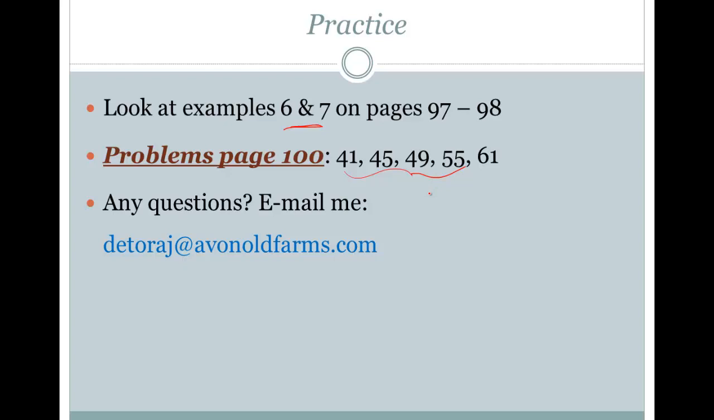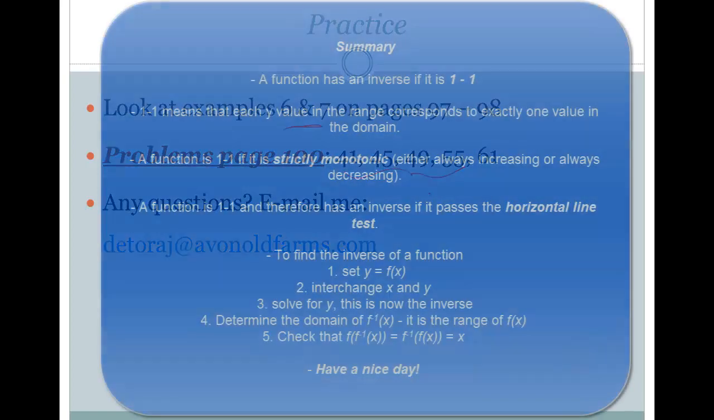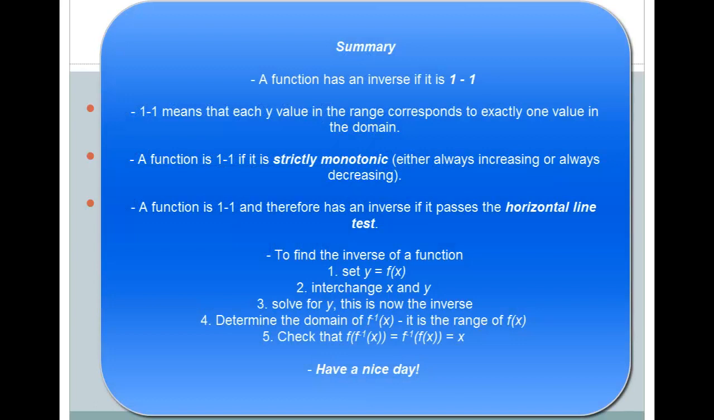We have a couple more videos that have to do with quadratics for week 1. Email me with any questions. But a quick review is, one, we learned how to determine whether a function had an inverse, and then we learned how to find that inverse if it did exist.